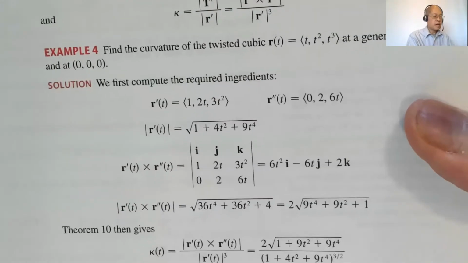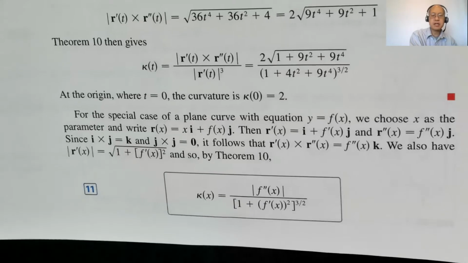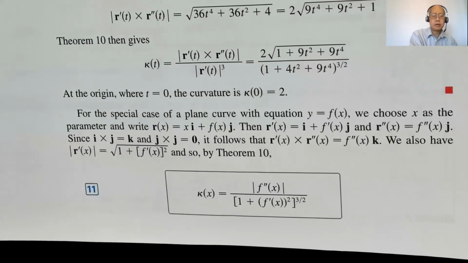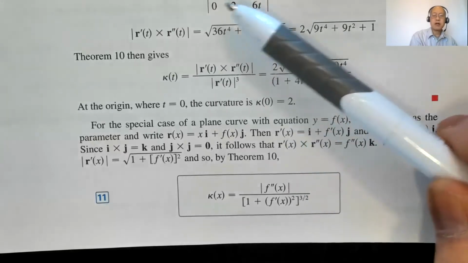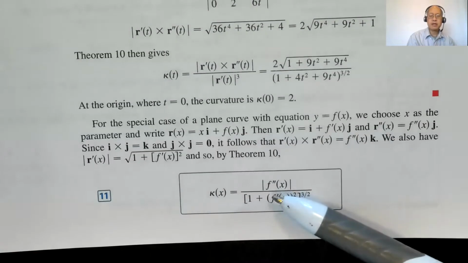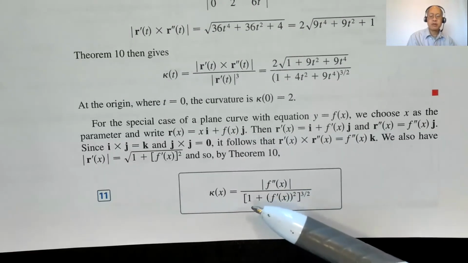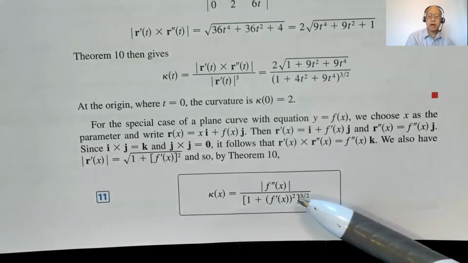All right, and then if you have a plane curve, you're back in y is a function of x. Equation 11, the special plane curve y is a function of x. All this calculation comes out to be this. Kappa is the magnitude of f double prime over 1 plus f prime of x squared, raised to the 3/2 power.